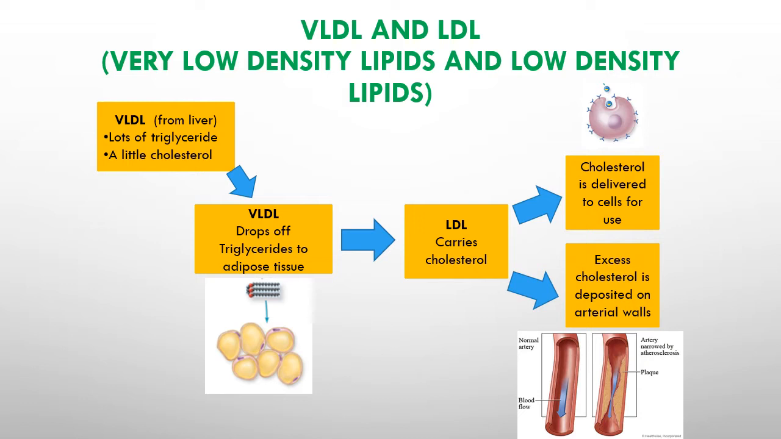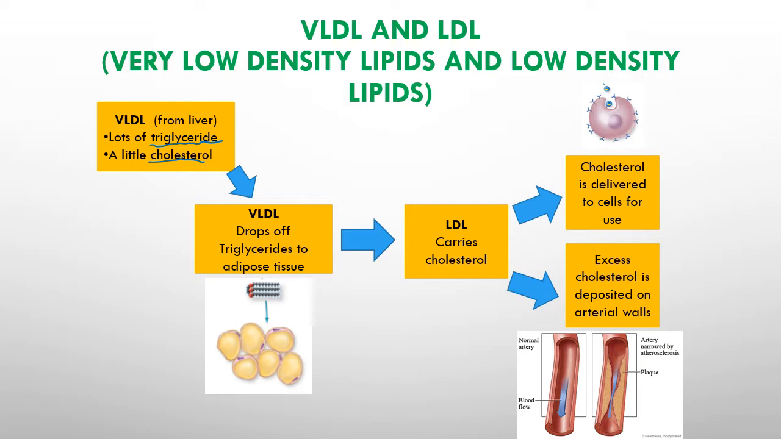Our very low density lipoproteins, our VLDLs, have a large amount of triglycerides and a relatively small amount of cholesterol, and those triglycerides are going to get delivered to the adipose tissue, our adipocytes, and we're going to drop them off there for storage. And so those are going to get dropped off in the storage component, and they go from there.